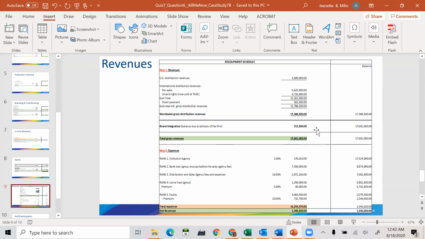We are getting brand integration, which is the second half, which is due upon delivery of the film. We talked about this before. Brand integration usually pays 50% on closing, 50% on delivery. So here's the delivery. We're going to add that to our gross revenues, which is why they are $17,601,000.